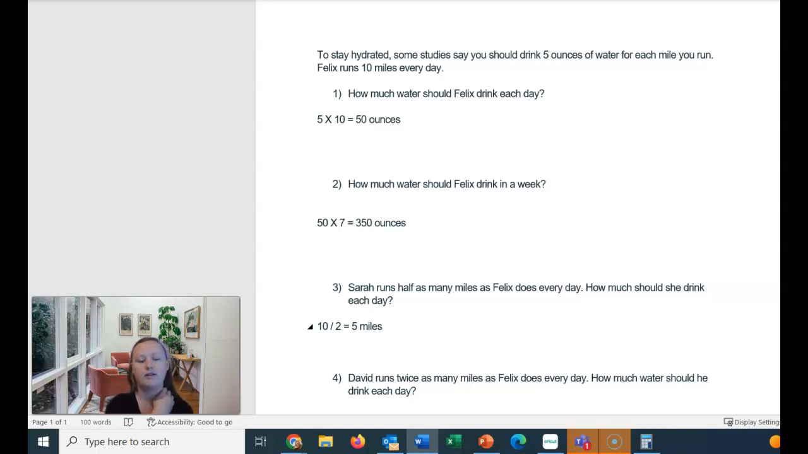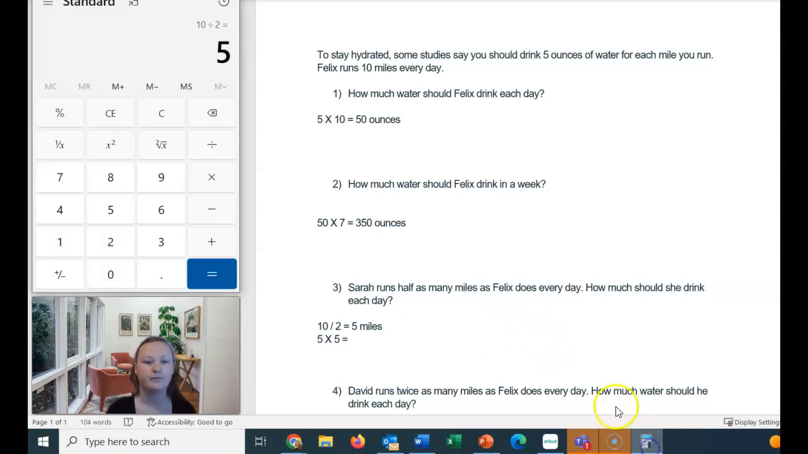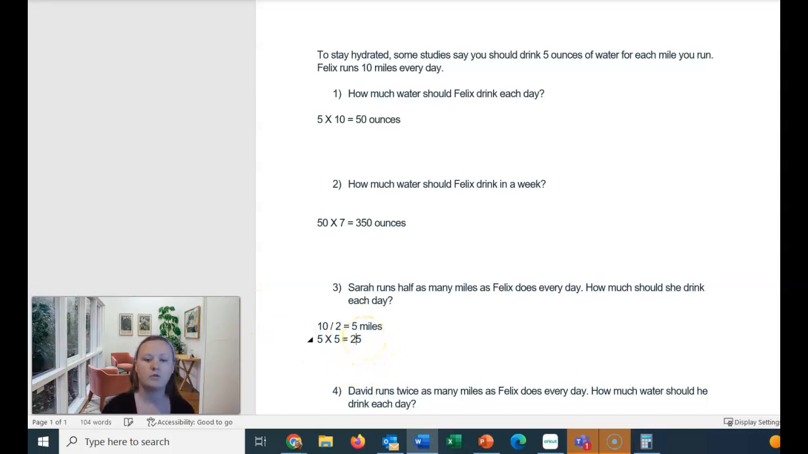Okay, well, she runs 5 miles every day, and our problem says you should drink 5 ounces of water for each mile you run. Well, she runs 5 miles. So I'm going to do 5 miles times 5 ounces. So 5 miles times 5 ounces equals 25. So she should drink 25 ounces.